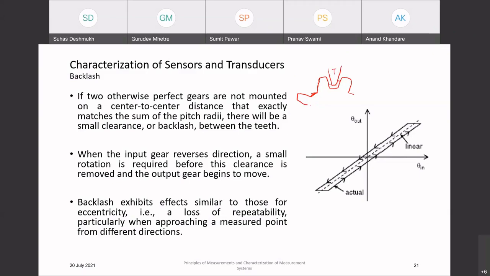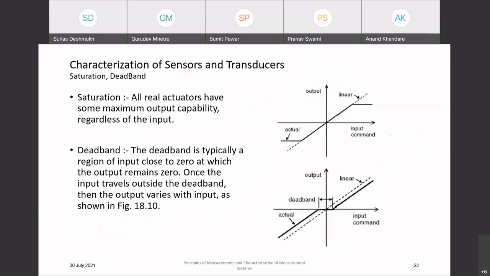The reason I need to maintain that gap is for smooth operation. Due to this particular gap, during this gap, your system is not changing anything. It is not showing any kind of output, and that is what is called backlash. Backlash may be due to the clearance between the teeth. This is one reason. Another: you may have a slider, and there is a gap in the slider. That is also a reason for backlash.